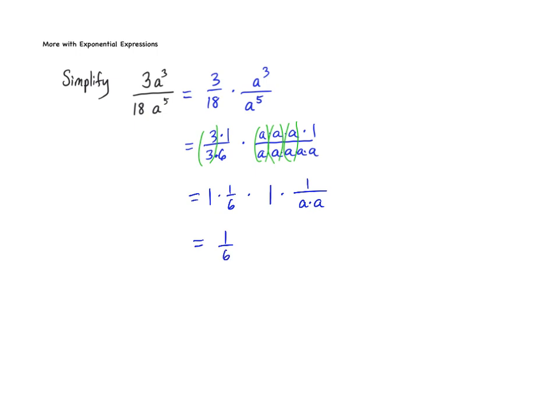So I can just think about this like this. 1 over 6 times 1 over a squared. And I can again rewrite this as 1 fraction. That's it.